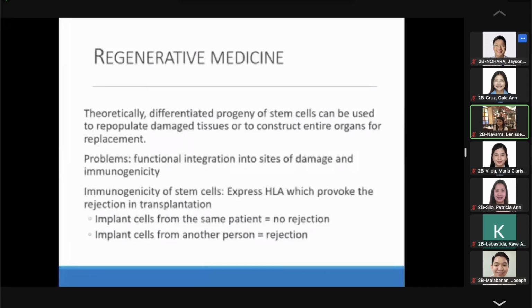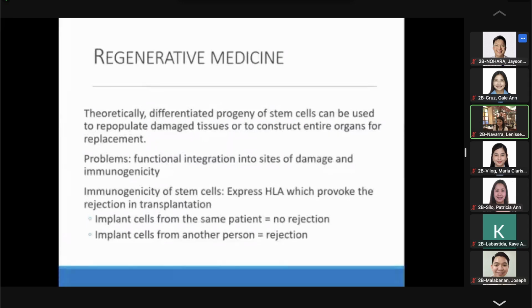Lastly, we go to regenerative medicine. Regenerative medicine is a branch of medicine dealing with development of methods to regrow, repair, or replace damaged or diseased cells, organs, or even tissues. Theoretically, a differentiated progeny of stem cells can be used to repopulate damaged tissues or to construct entire organs for replacement. However, this is limited by difficulty in functional integration into the sites of damage and immunogenicity concerns.